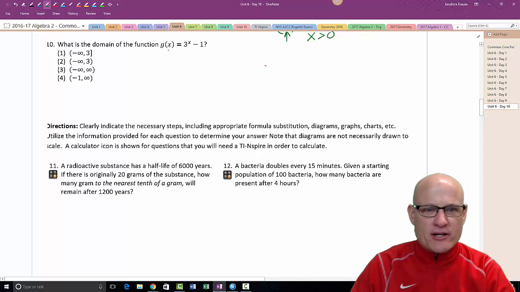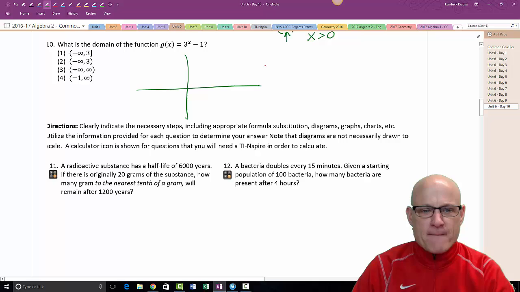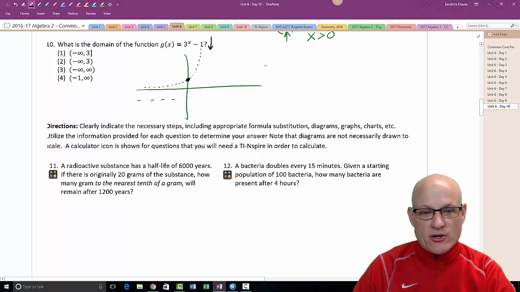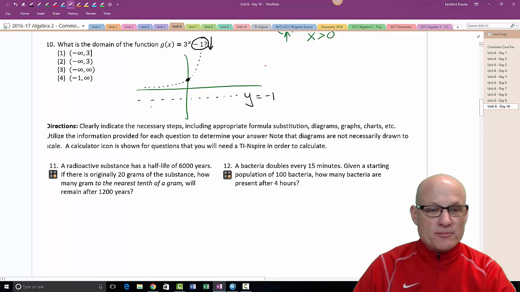Yeah, we're almost done with the multiple choice. So let's see what we did here. If I graphed y equals 3 to the x, it would look like this. It goes through 0, 1. But this thing went down 1. So really, it should go like this. It should have now a new asymptote at y equals negative 1, right? Here's my y asymptote. And I'm going to draw this in purple. So now it'll go like this.